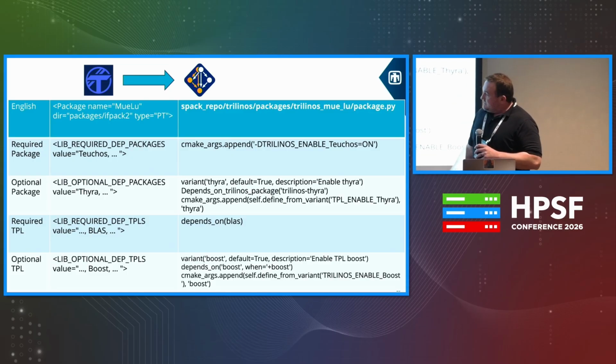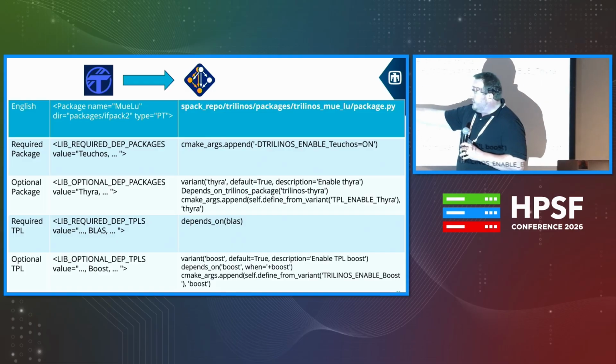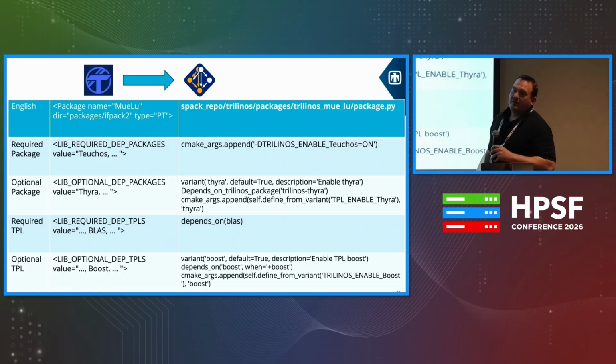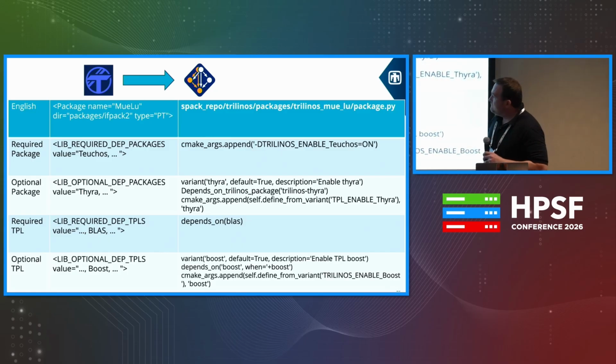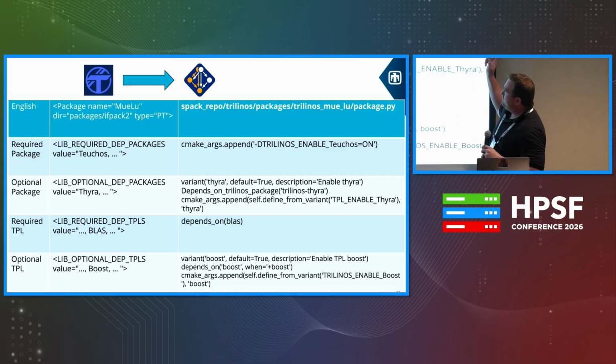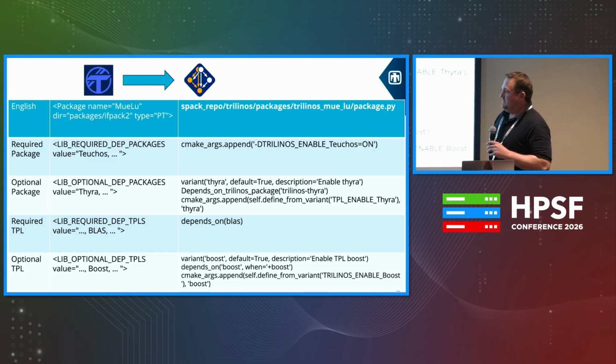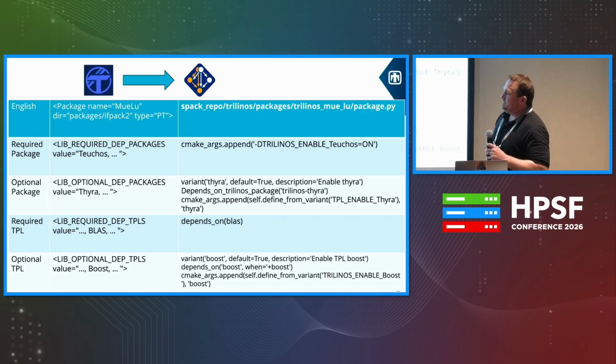TPLs are similar. If this is a required one, you just say we depend on that. Sam: I want to point out the layer I was talking about in my talk yesterday, where we now have the ability for that third layer of information: optional, required, and optional but I want it on by default for ease of use. Yeah, or off by default because of limited dependencies. Sure.